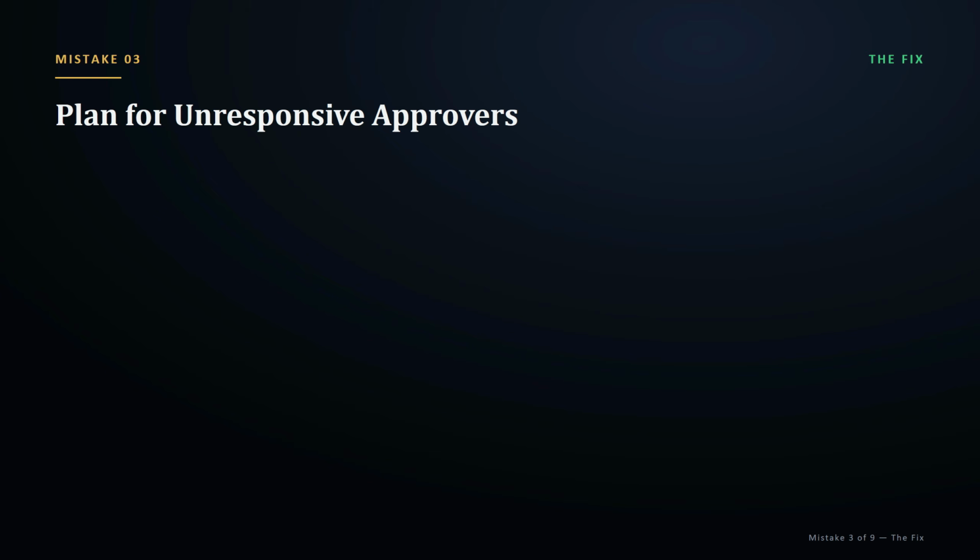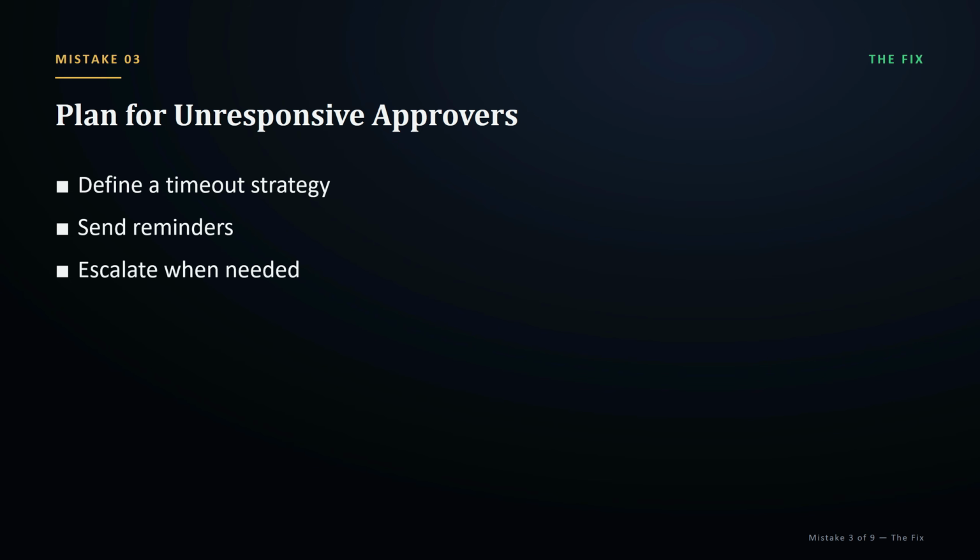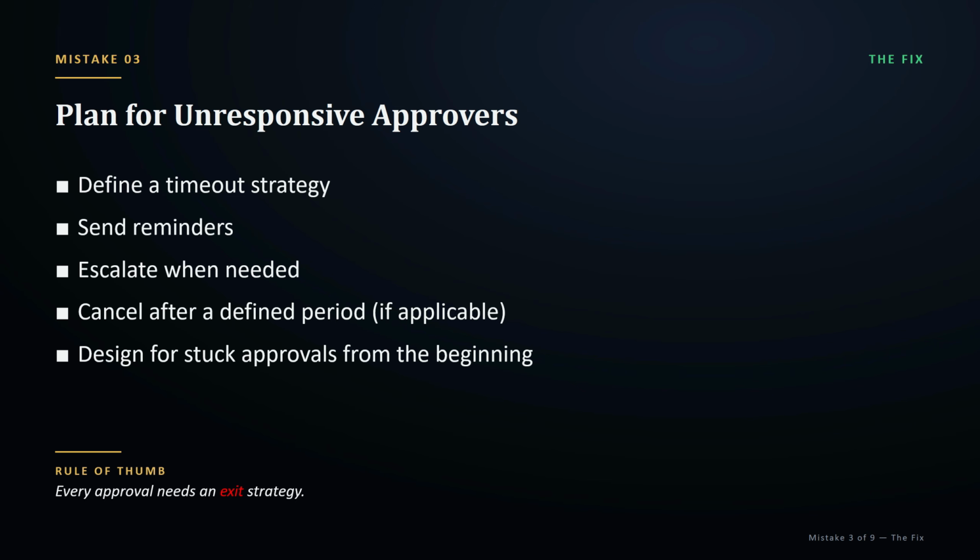So every approval should have a timeout strategy. Decide what should happen if no one responds. Should the flow send a reminder after 2 days? Should it escalate to the manager's supervisor? Or should it automatically cancel the request after a defined period? So the rule of thumb is every approval needs an exit strategy.